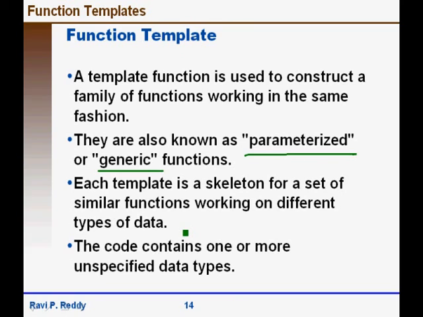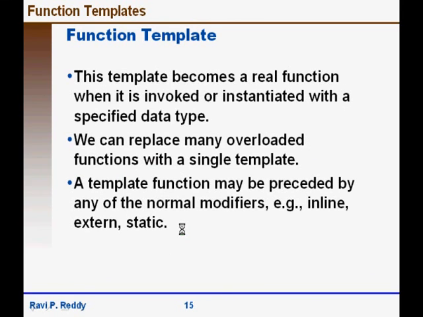The code contains one or more unspecified data types which will be specified in the caller code. The template becomes a real function when it's invoked or instantiated with a specific data type. In the user program, the template will be called with a specified data type. We can replace many overloaded functions with a single function template. And a template function in all other respects works like an ordinary function. It can be preceded by the normal modifiers of inline, extern, static, etc.